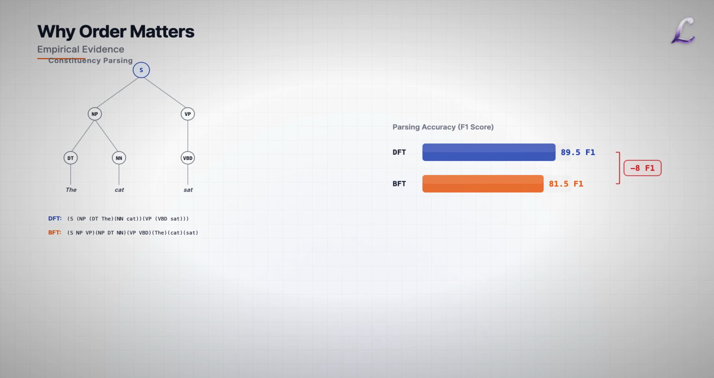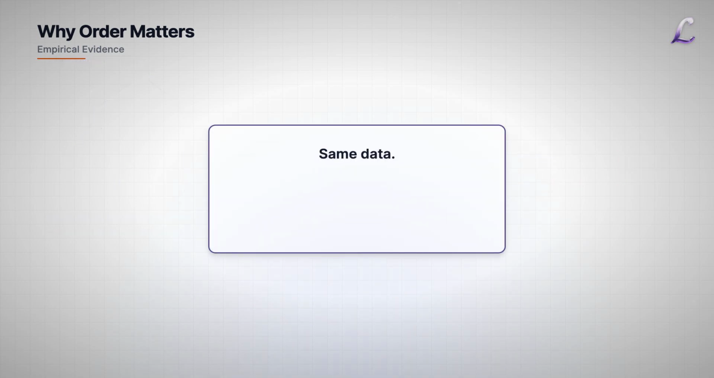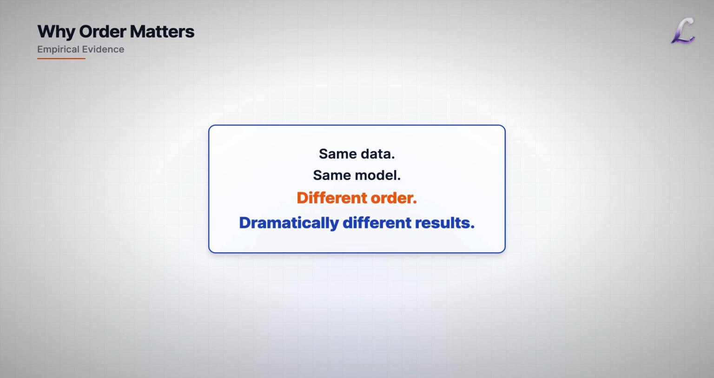Now consider constituency parsing. You can linearize a parse tree in two natural ways: depth-first traversal, which produces a nested representation like open paren S, open paren NP, the cat, close paren, and so on. Or breadth-first traversal, which lists each level of the tree sequentially. Same tree, same information content. But DFT achieves 89.5 F1 on the Penn Treebank, while BFT manages only 81.5. An 8-point gap, purely from how you serialize the same structure.